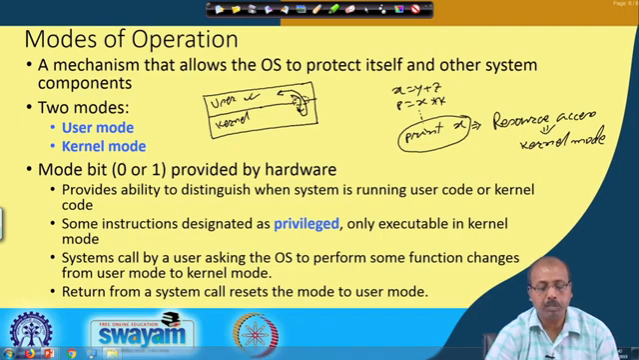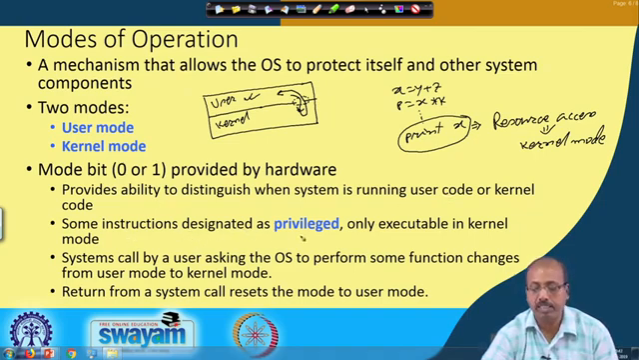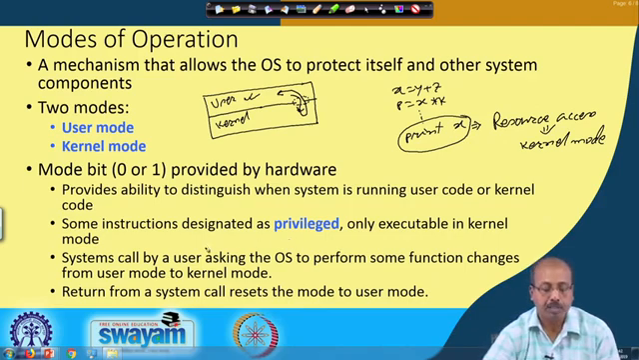The mode bit provided by the hardware gives the ability to distinguish when the system is running user code or kernel code. Some instructions designated as privileged instructions are executable only in the kernel mode. If you look into any processor instruction set, there will be a privileged set of instructions, and they are executable only in the kernel mode.